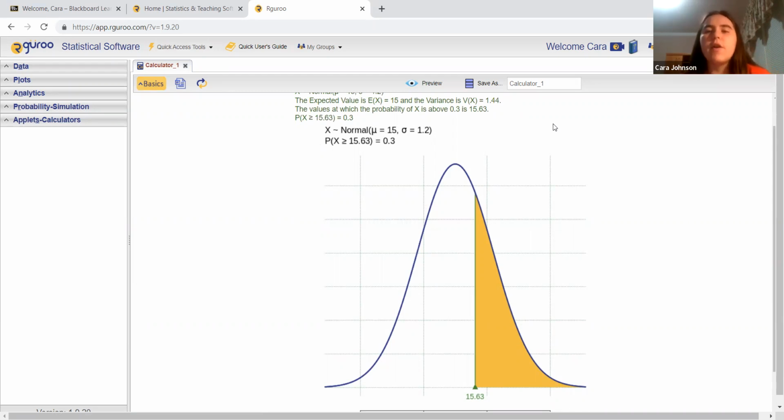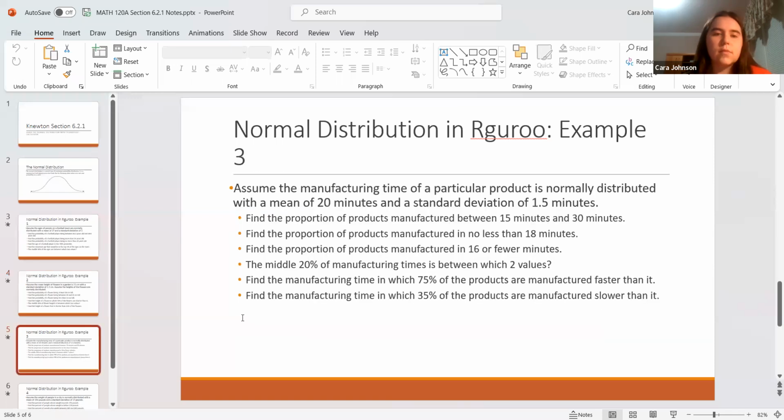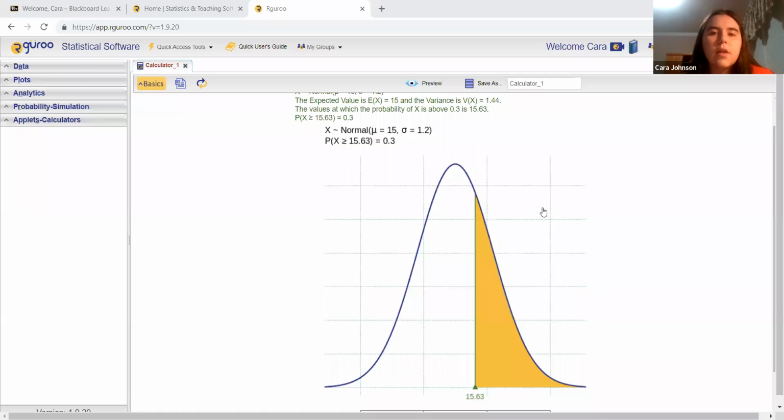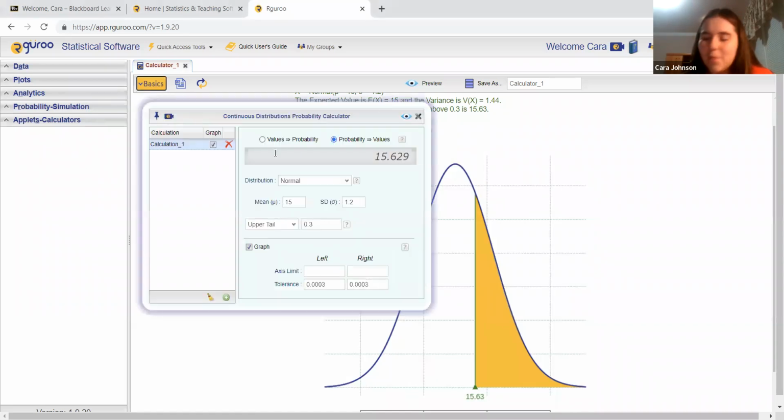I'm going to stop my share here and show you our third example. This one we're dealing with manufacturing time of a particular product. Proportion means probability, so you can see proportion, percent, probability, they all mean the same thing. I'm going to go back to our Rguroo now. Actually, no, I don't want to do that. I want to keep it because I want to edit it from here.